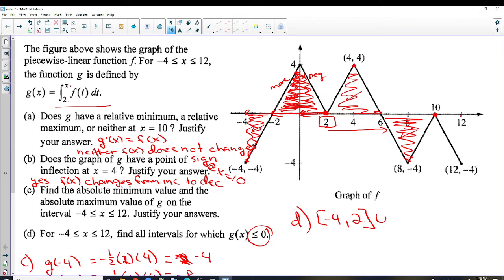And then from 10 to 12, now we're adding on negative area. So 10 to 12. And we're going to include 10 because it gets back to 0 there. It says equal to. If it didn't say equal to, we wouldn't include 2 and we wouldn't include 10. All right, any questions on that little piece?